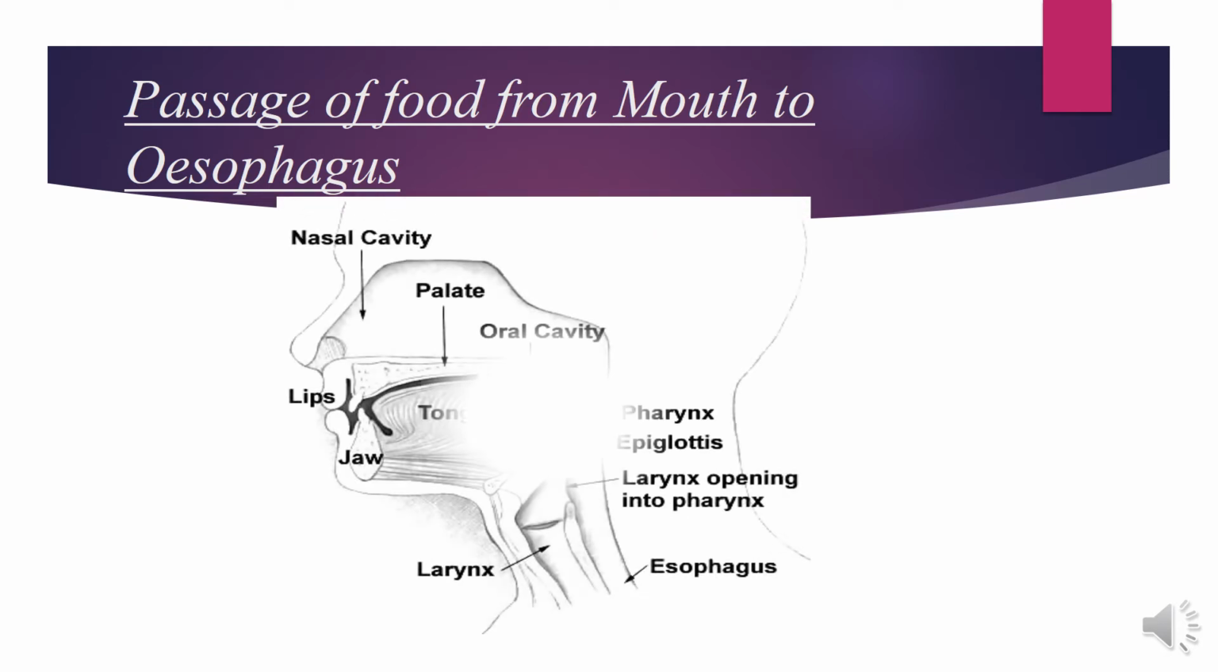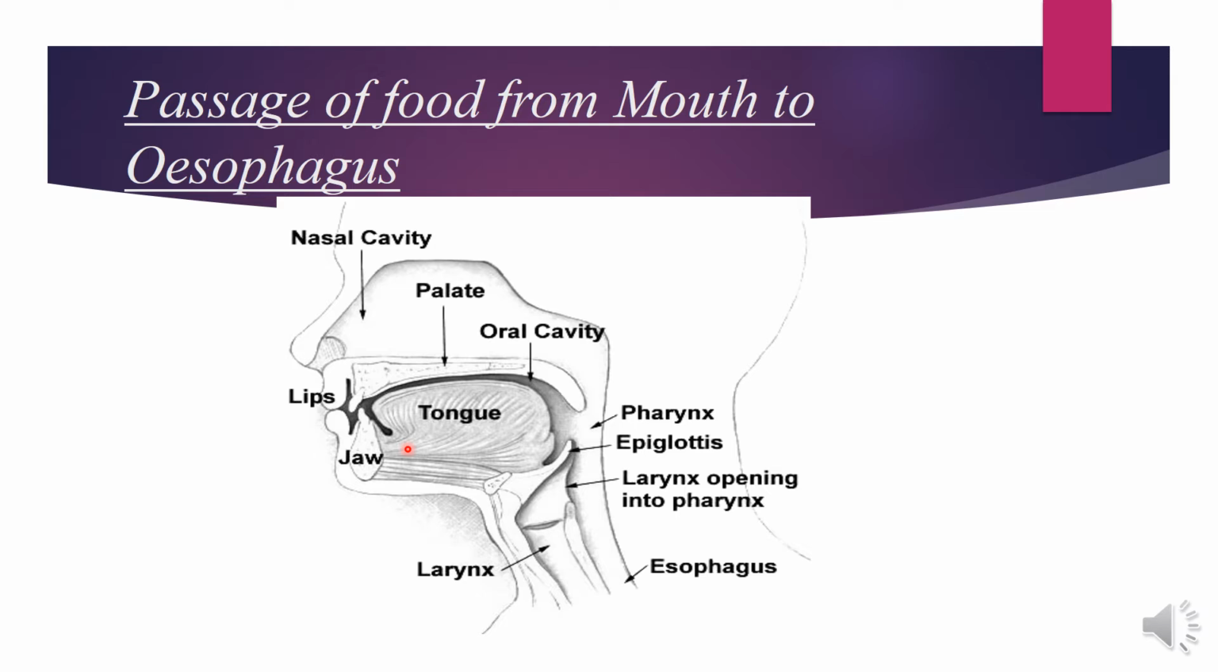Now see, students, this is the passage of food from the mouth to the esophagus. Let us discuss the mouth first. This is also called the buccal cavity, students. In this we have so many organs like the nasal cavity, which is available in the nose, palate, lips, jaw, tongue, and oral cavity. Here, the food we take in through the mouth is cut and crushed by our teeth, right? Then it is mixed with saliva to make it wet and slippery.